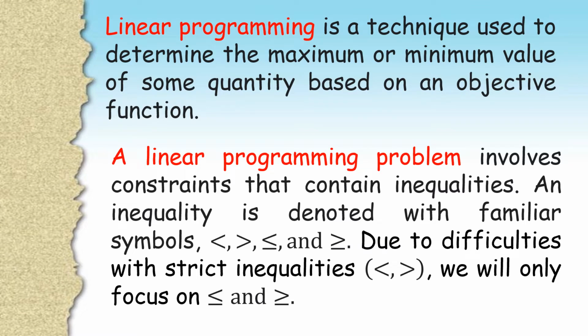Linear programming is a technique used to determine the maximum or minimum value of some quantity based on an objective function. A linear programming problem involves constraints that contain inequalities. An inequality is denoted with familiar symbols such as less than or equal to, and greater than or equal to. But due to difficulties with strict inequalities, such as less than or greater than, we will only focus on less than or equal to and greater than or equal to.